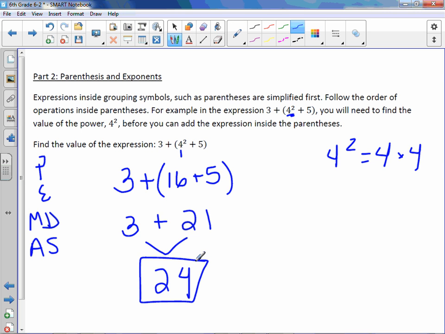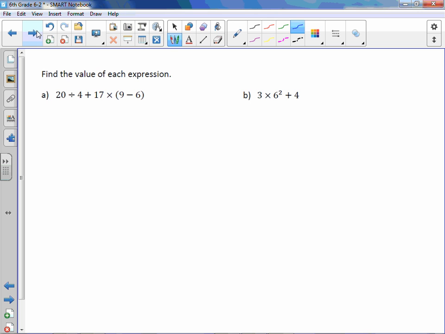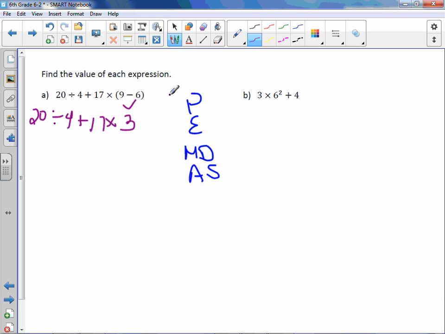Find the value of each expression. Okay, parentheses. I have 9 minus 6, which is 3. Bring down everything else. I have no exponents. I do have multiplication and division. 20 divided by 4 is 5, plus 17 times 3. I still have some multiplication left. 17 times 3 is 51.